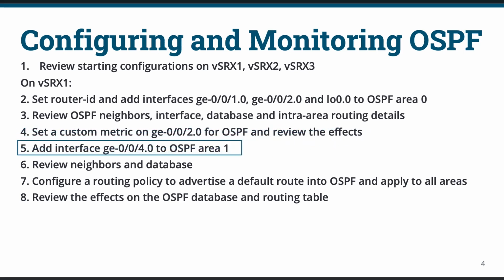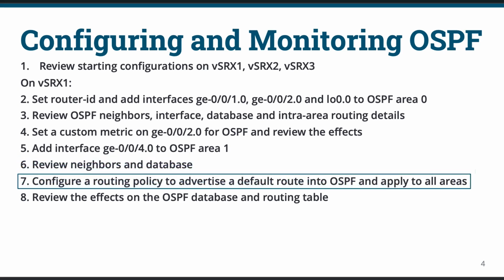Next, we'll configure VSRX1 to be an ABR, by configuring Area 1 and setting GE004 to participate in that OSPF area. Once committed, we'll review the effect of this additional area configuration on the OSPF neighbors and database monitoring command outputs.